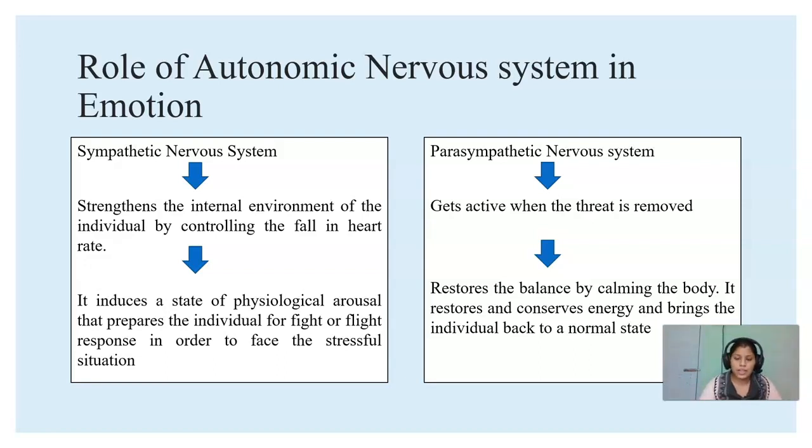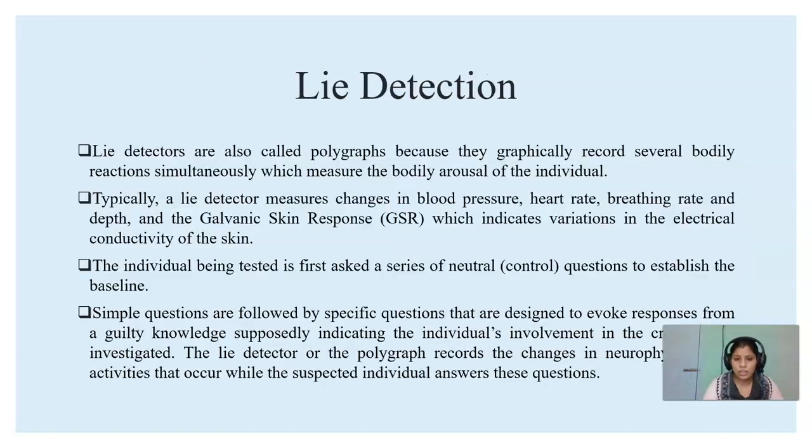On the other hand, parasympathetic nervous system activates when we are in a resting phase. It helps the body to calm down. It helps to conserve and restore our energy and helps us to be in a normal state. So in this way, we can see that sympathetic nervous system and parasympathetic nervous system are complementary to each other.